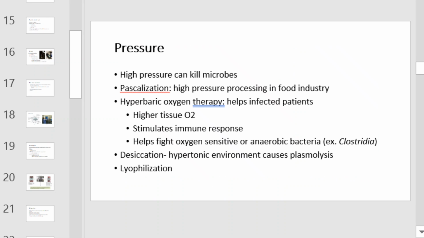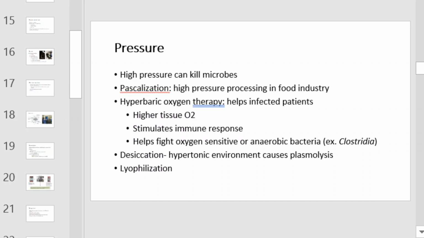Pressure. High pressure can kill microbes. Pascalization is the implementation of high pressure processing in the food industry. Hyperbaric oxygen therapy is also an example of pressure being used to kill microbes. This process helps infected patients. It increases tissue oxygen levels, stimulates the immune response, and helps fight oxygen-sensitive or anaerobic bacteria like Clostridia.